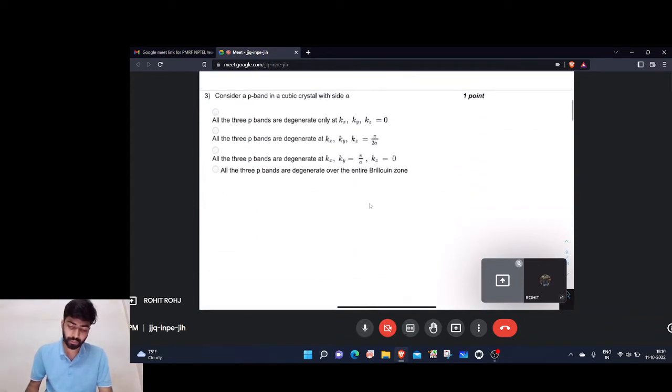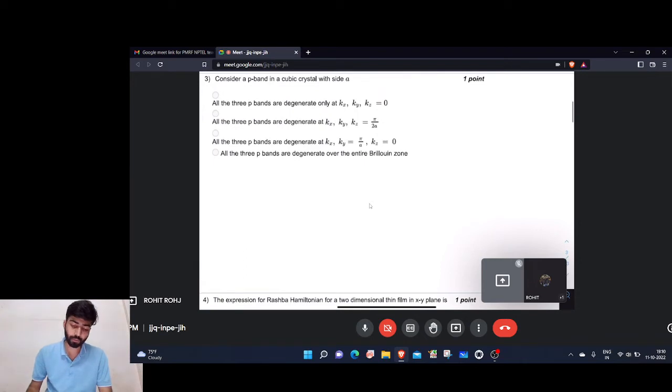Now question number 3 focuses on the following: consider a p band in a cubic crystal with side a. We have to choose the correct option. All the 3 p bands are degenerate only at kx, ky, kz equal to 0. That is one statement. All the 3 p bands are degenerate at kx, ky, kz equal to pi by 2a. And all the 3 bands are degenerate over the entire Brillouin zone.